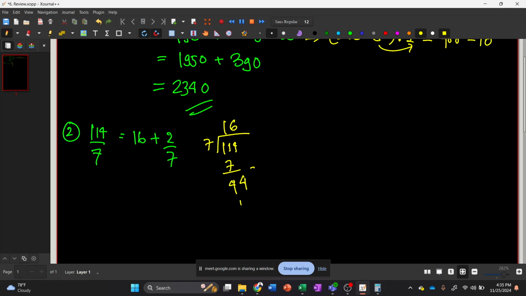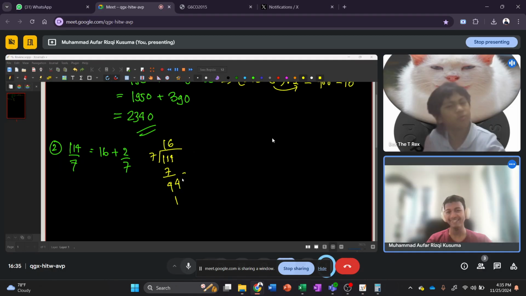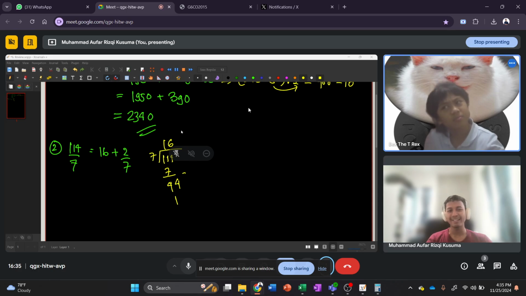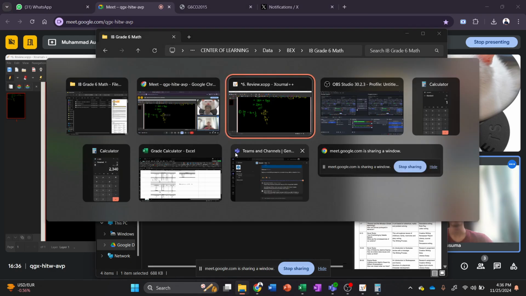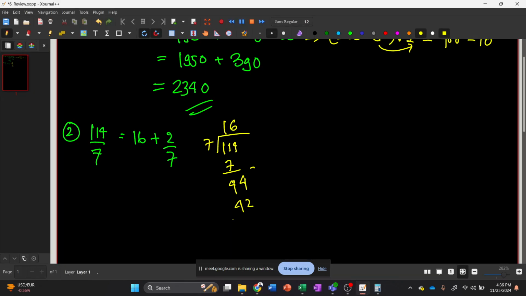42, right? 43, or is it 42? So 7, 14, 21, 28, 35, and then 35 plus 7 is 42. Right? So this is 42, okay, and then the remainder is 2.